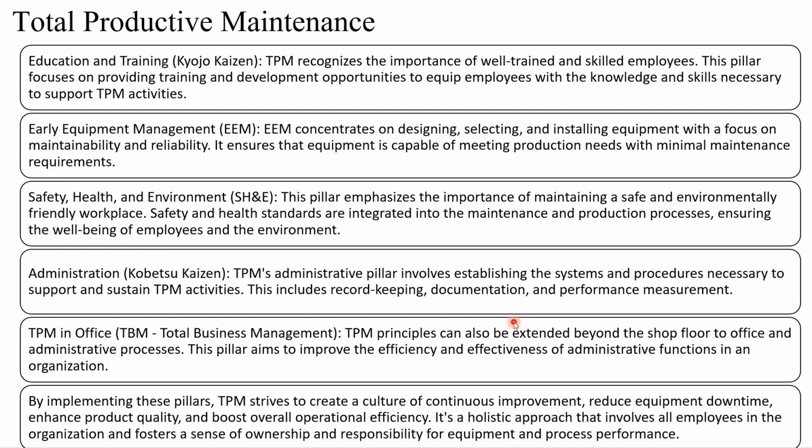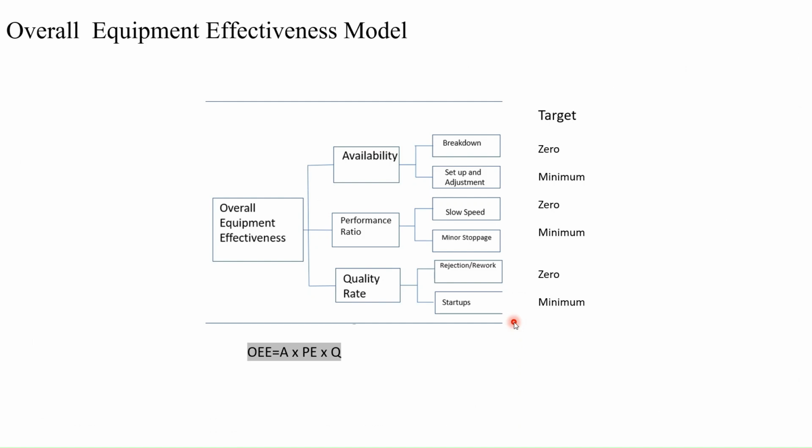boost overall operational efficiency. Overall equipment effectiveness, OEE. It is a vital metric in manufacturing that evaluates how efficiently equipment operates. It is calculated using three key components. Availability ratio measures uptime by comparing actual running time to planned production time. It accounts for downtime due to breakdowns, setup delays, etc. Performance ratio assesses how fast the equipment runs compared to its design speed. Losses here include slow cycles and minor stoppages. Quality ratio evaluates the proportion of defect-free products to total output.